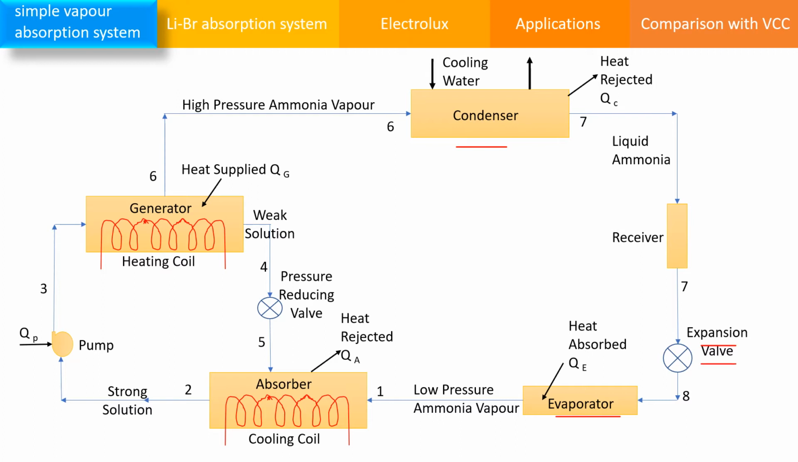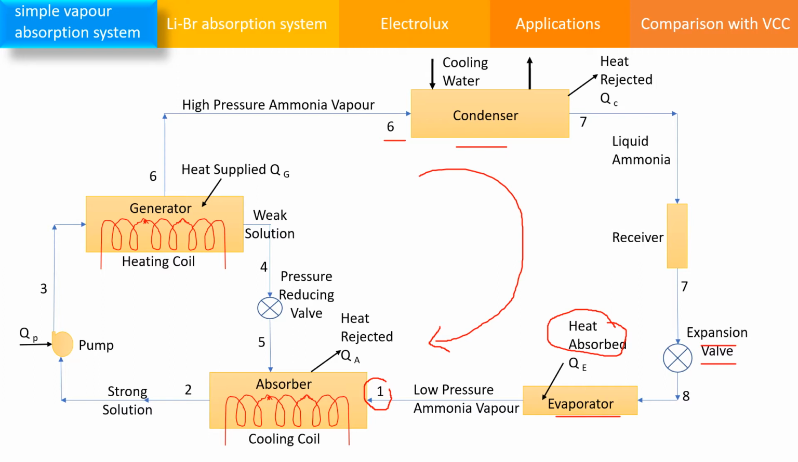Now this low temperature and low pressure liquid ammonia is supplied to the evaporator where it absorbs heat from the surroundings for producing cooling effect and converts the refrigerant to low pressure ammonia vapor. So the phase changes from liquid to vapor by absorbing the latent heat from the surroundings. Now this low pressure ammonia vapor is supplied to the absorber. So from point 6 to point 1, the cycle is exactly like the vapor compression cycle. But we will start the whole cycle explanation from point 1 again.